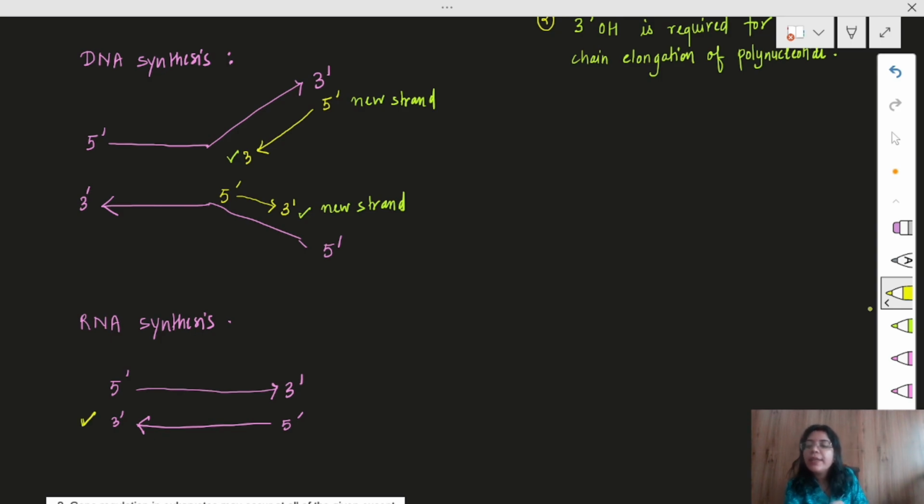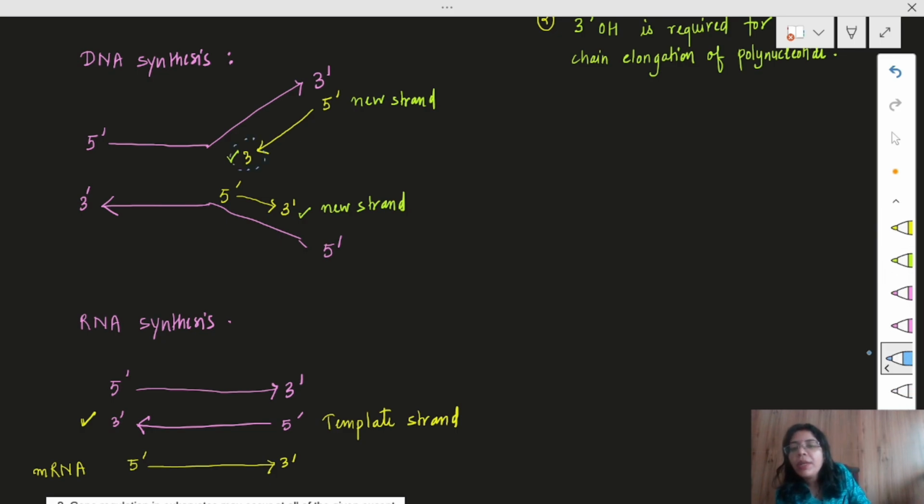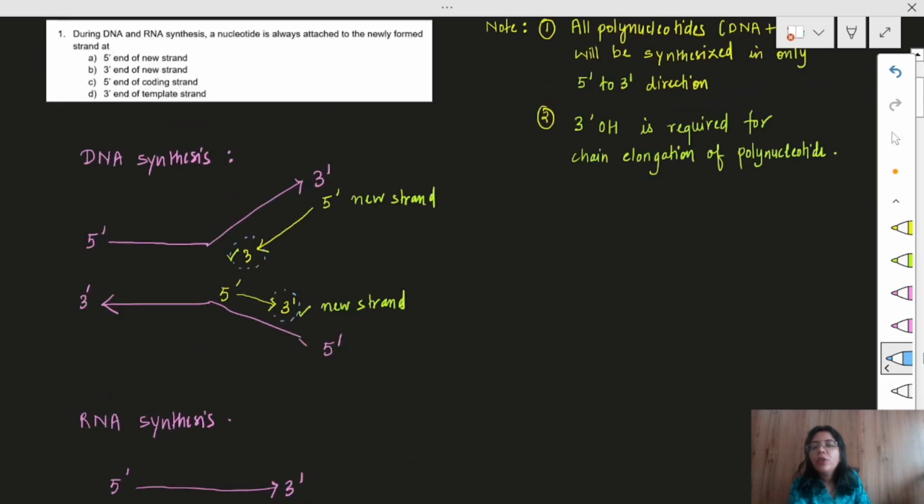So this one is acting like a template strand. Using this as template, you will be making messenger RNA, and you will be making messenger RNA from 5' to 3' direction. So what you are able to see here is that for making any kind of polynucleotide, you always require 3' end in the new strand. This is the new strand. You will not add anything on template strand. Can you? No. So what is the answer here?